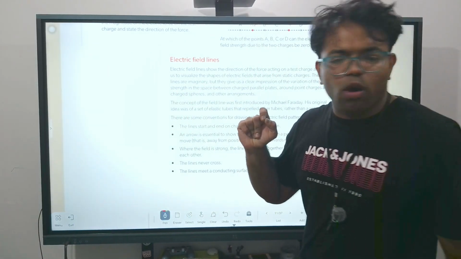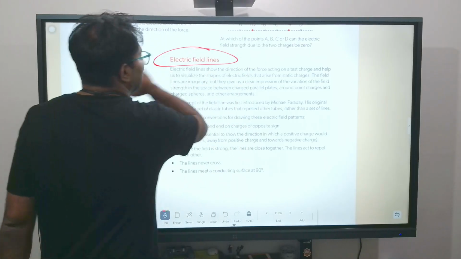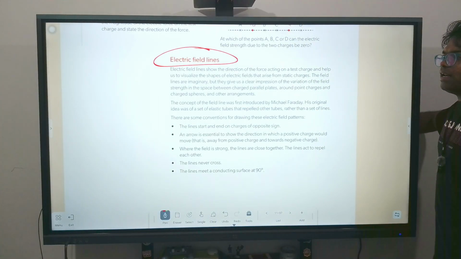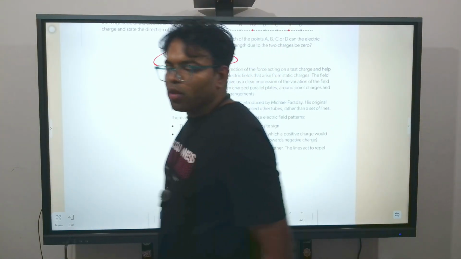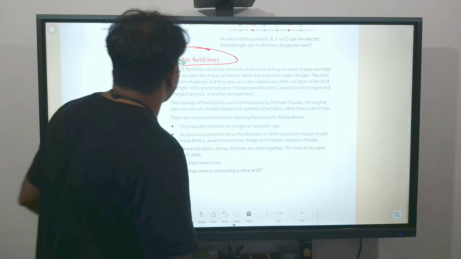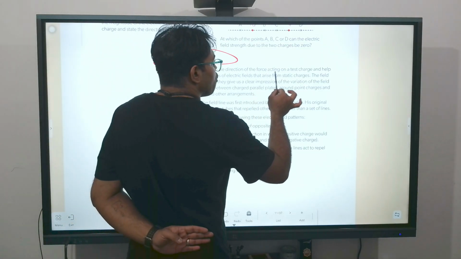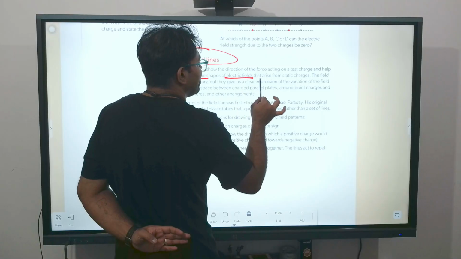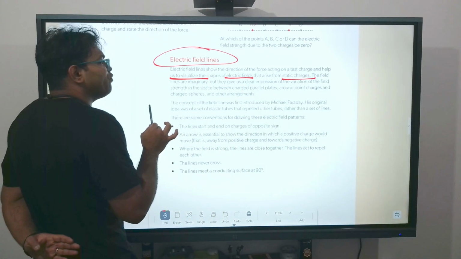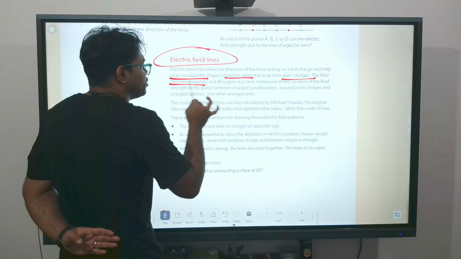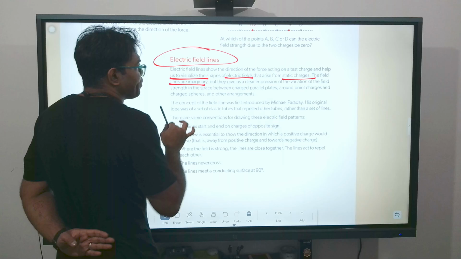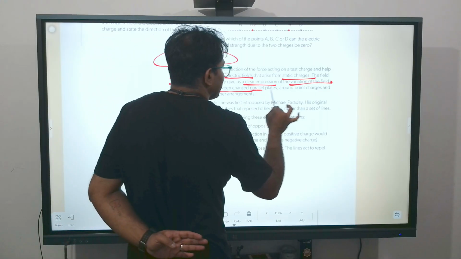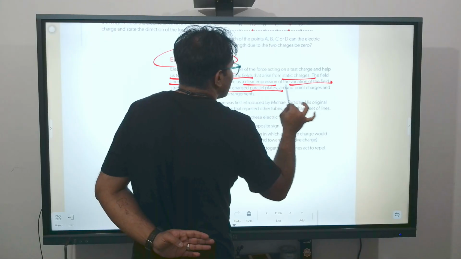Now in this class what we are supposed to do is basically learn the electric field lines. How do electric field lines originate? What do they look like, and what effect do they show on the charge? Okay, let's go. Electric field lines show the direction of force acting on a test charge and help us to visualize the shapes of electric fields that arise from static charge. The field lines are imaginary, but they give us a clear impression of the variation of field strength in the spaces between the charged plates, around a point and the charged spheres, and other arrangements.